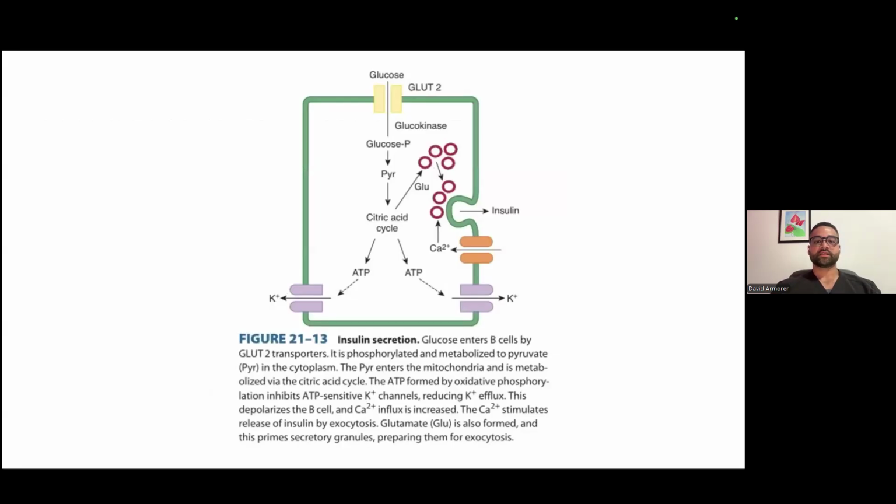So here you just see the action in the beta cell via the GLUT2 receptor, which allows the glucose into the cell via facilitated diffusion, where it undergoes a cascade into the citric acid cycle with ATP and affects the potassium out of the cell, depolarizing the cell. And what it does is it causes the vesicles to move to the cell membrane and secrete the insulin.